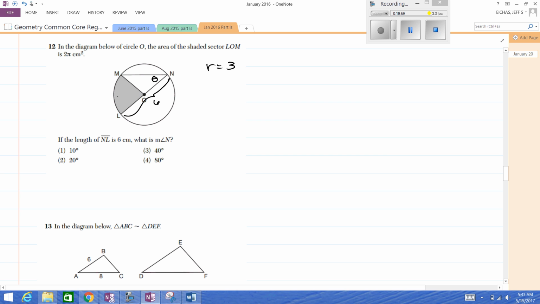Okay, all right, so the area of this sector is 2 pi. We got to figure out how big is this angle. Once we get that, I see what we're going to do. Yeah, so let's get this angle. All right, let's get the area of the full circle, which is pi r squared. So we're looking at 9 pi for the full circle.